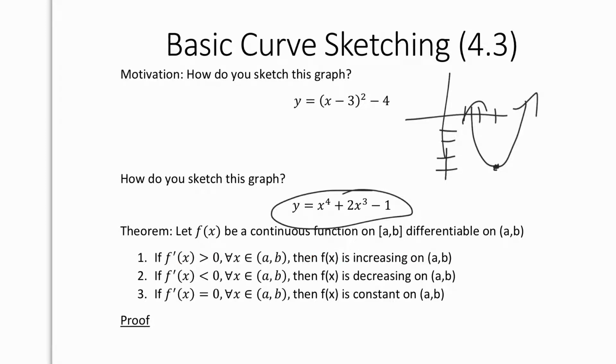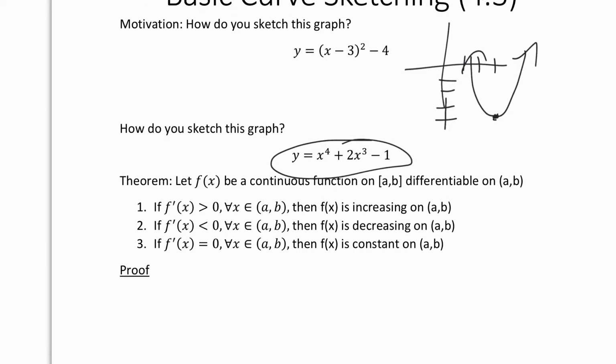Now that might almost be obvious for you. You might not think that needs a proof, but it does need a proof. We need to show that that's what the derivative tells us. But it should make sense. If the derivative is positive, it means the slope is positive, so the graph should be going up. If the derivative is negative, then the slope is negative and the graph is decreasing. And of course, if the derivative is 0, then the graph is constant. So let's look at the proof of the first one.